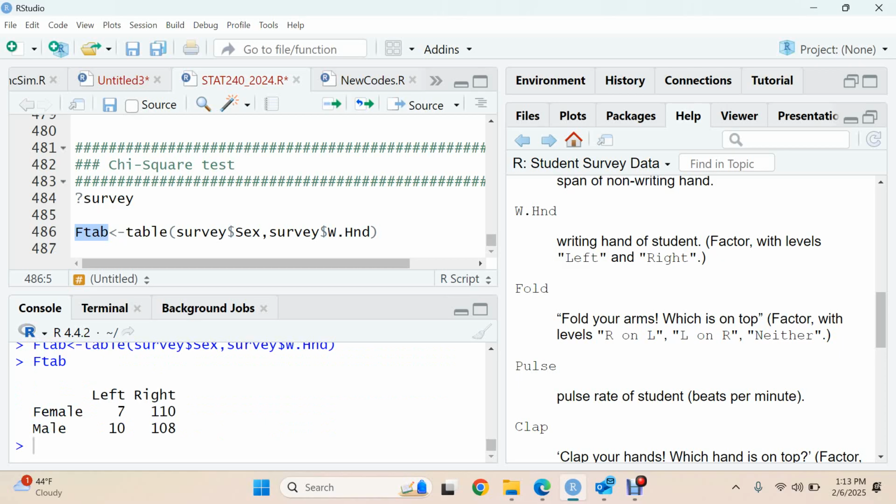Okay. So left, female, only 7 of them fold their hands like this, right? With the left on top. Okay. 110 of them folded their hands like this. Okay. For male, it's like that. So if you look at it, most of the students will fold their hands with what? The right on top. Is that okay? Yeah, so if you have to comment on this, that's how you look at it. Okay.